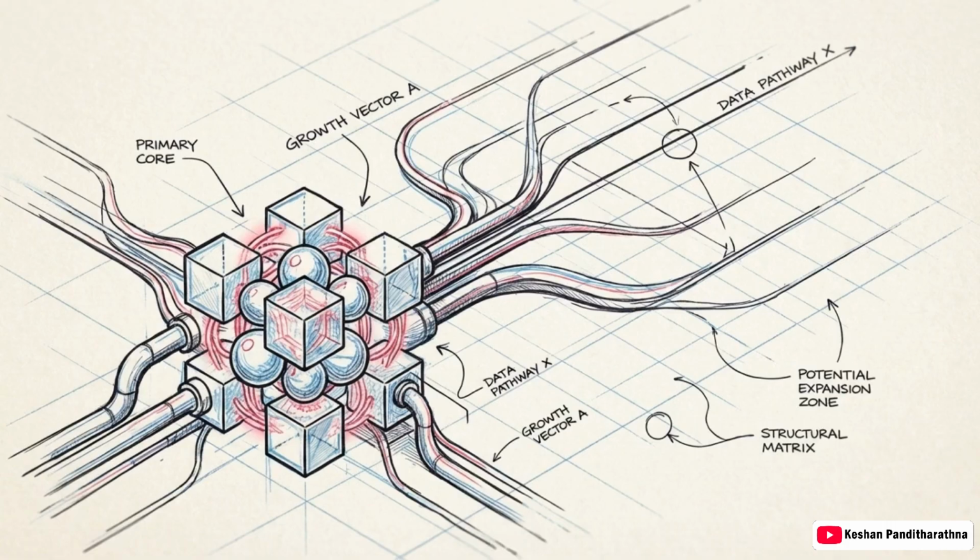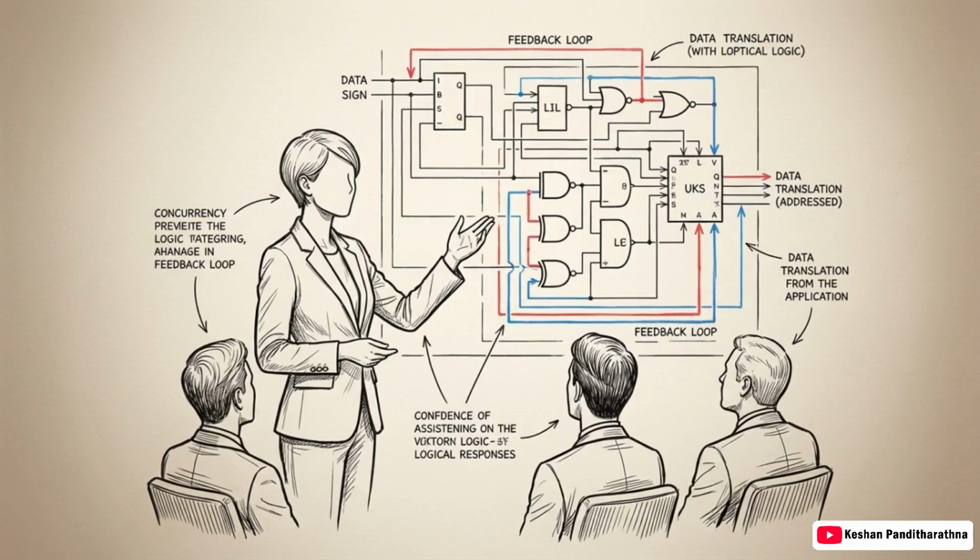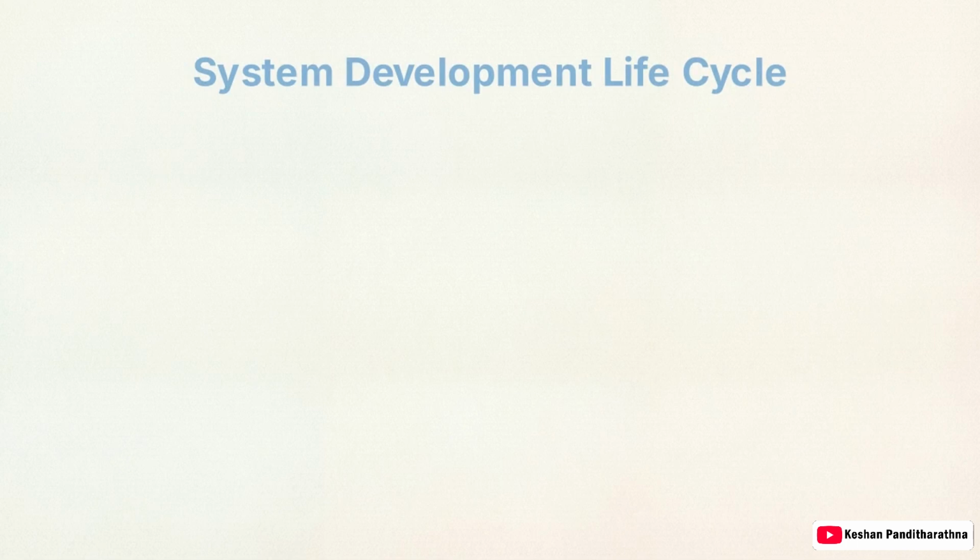How do we construct a 5-part structure like this from scratch? We rely on a formal discipline known as systems analysis and design. This requires a system analyst. They act as the translator, taking ambiguous business goals and converting them into strict technical requirements for the developers. To manage this translation, analysts map the project onto the system development lifecycle. This breaks the engineering process into 4 predictable stages.